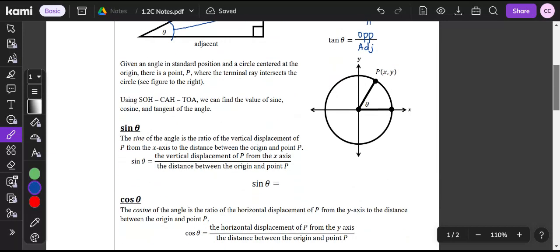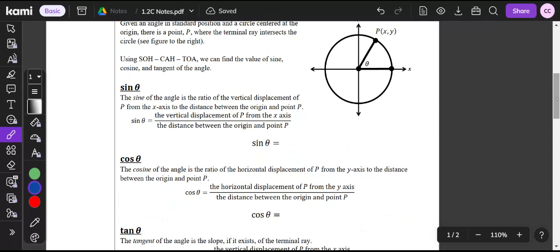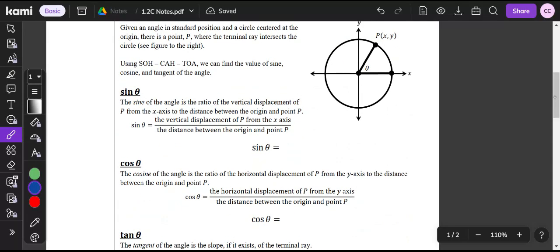Now, let's apply this to a circle on a graph. So it says, given an angle in standard position and a circle centered at the origin, there is a point P where the terminal ray intersects the circle. So that's what we have drawn here. We have our starting ray, which is always in the positive x direction, and then we have a terminal ray on the circle, and that point is labeled P. It says, using SOHCAHTOA, we can find the value of sine, cosine, and tangent of the angle.